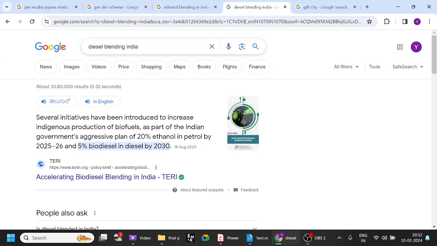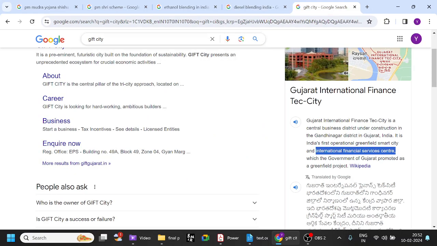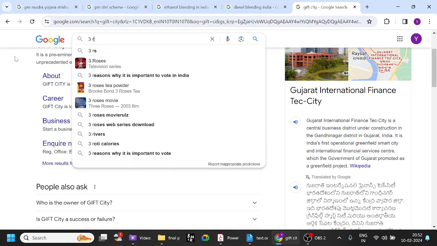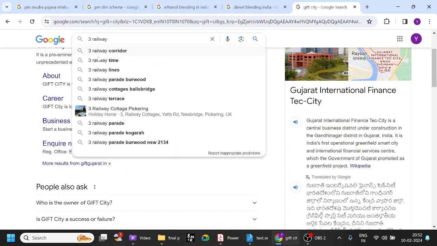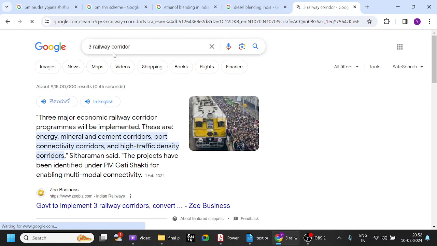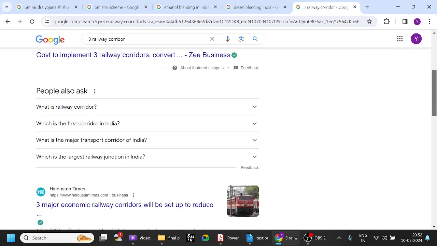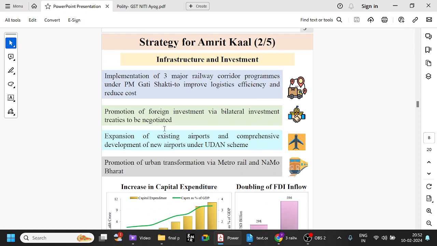So let us quickly see what those three main railway corridors are. Three major economic railway corridor programs will be implemented. They are energy, mineral, and cement corridors, port connectivity corridors, and high traffic density corridors. Fine. Remember, one is energy, mineral, and cement, another is port connectivity, and the other is high traffic density corridors. Fine. That is one thing.